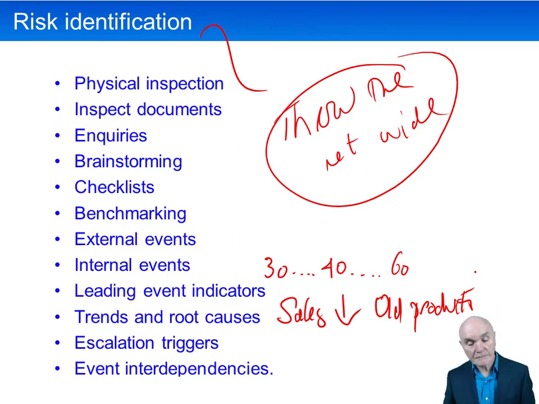Escalation triggers. An escalation trigger, I think, is very like these leading event indicators. But an example of an escalation trigger could be that you have an employee who has had a number of incidents where the employee hasn't been conforming with company policy.